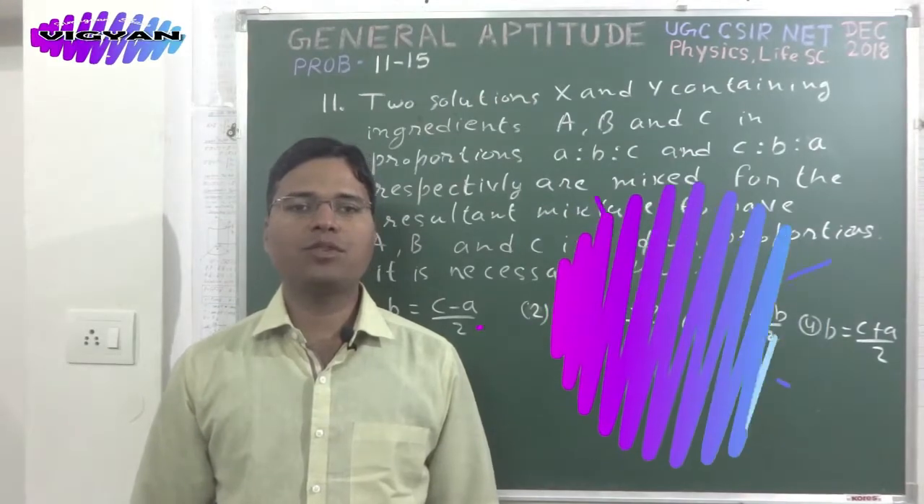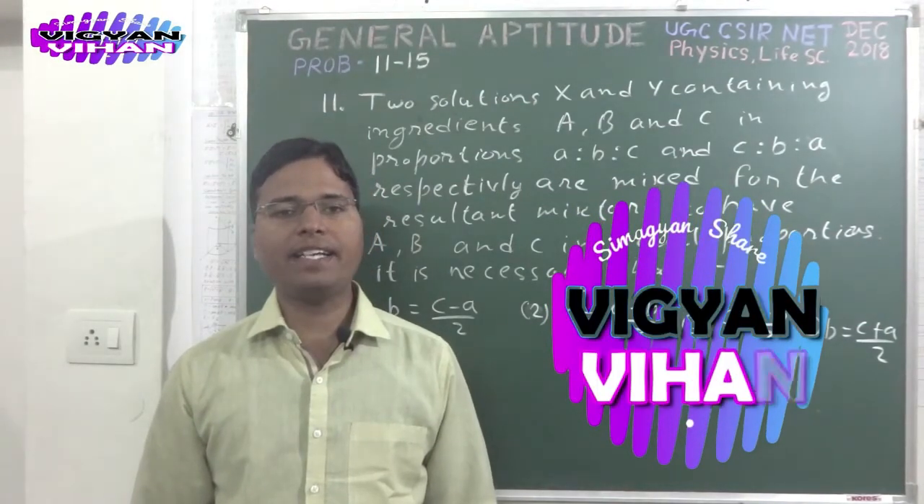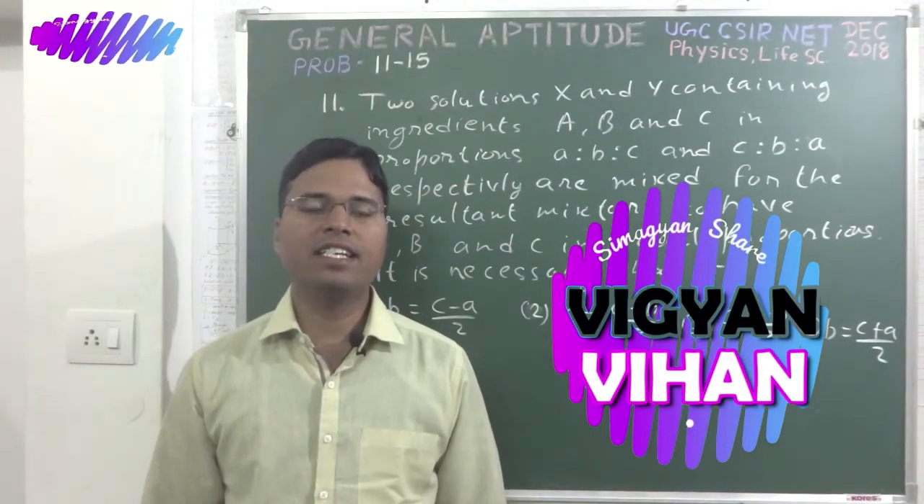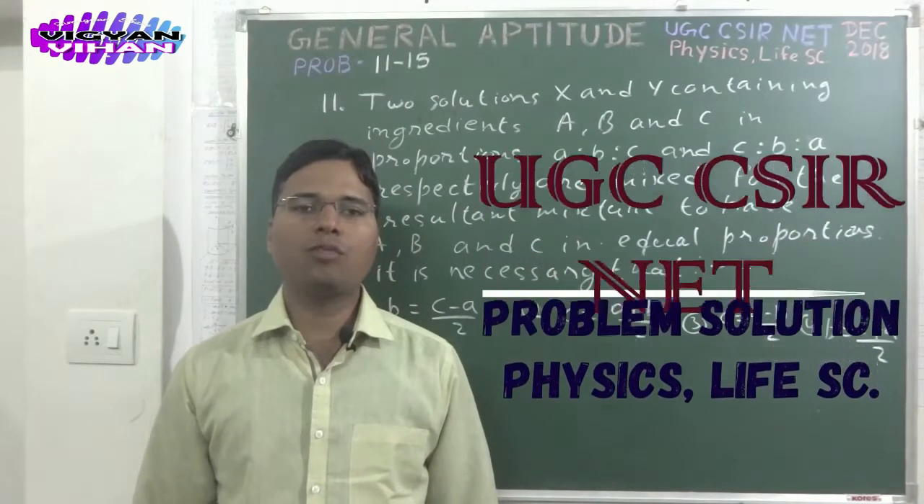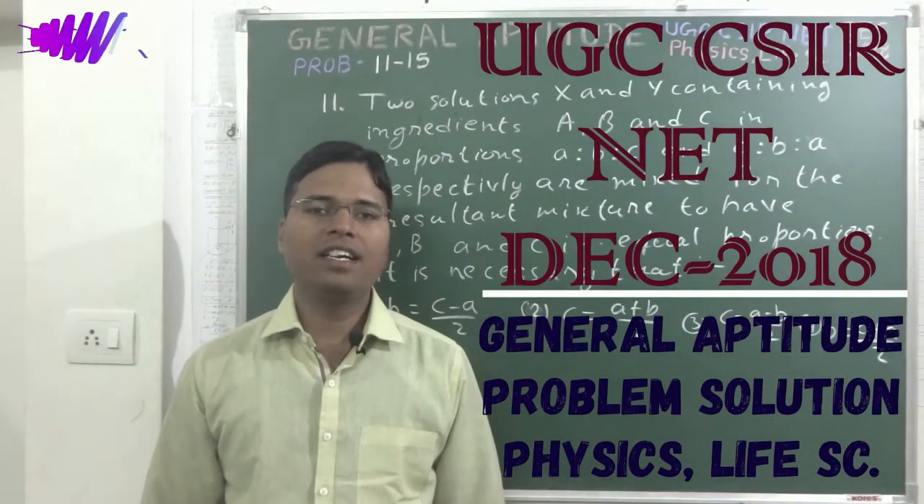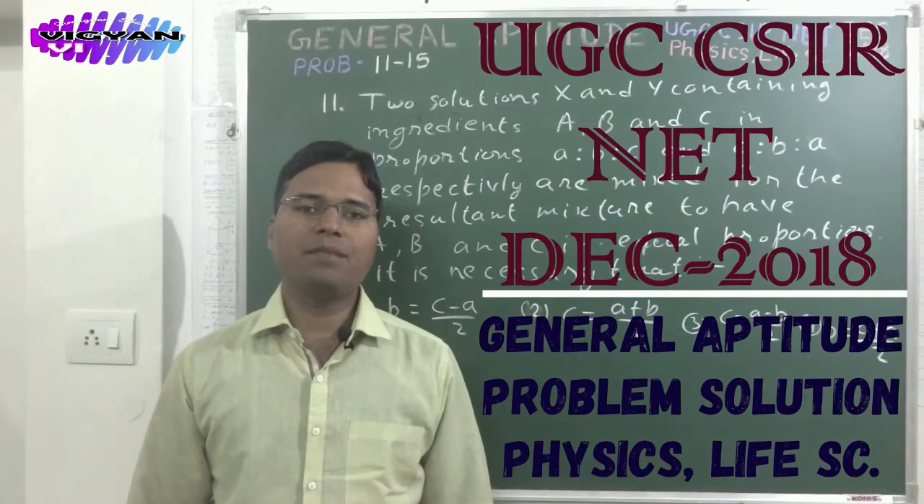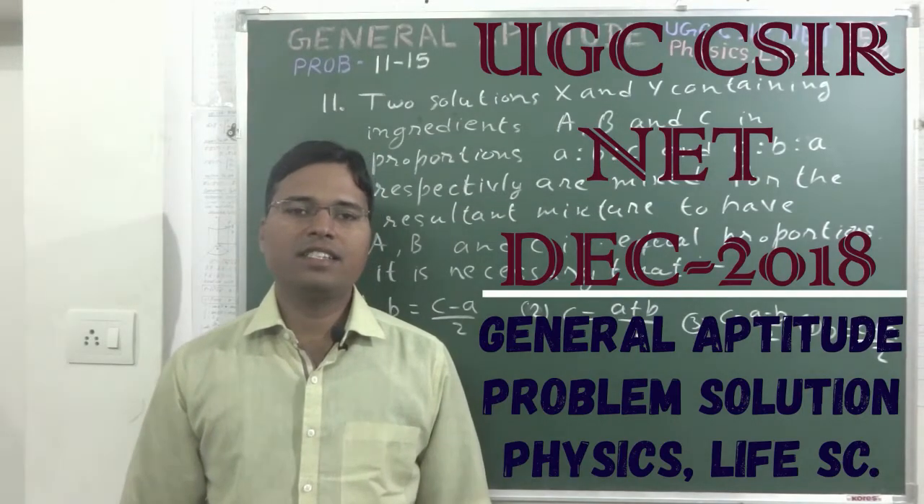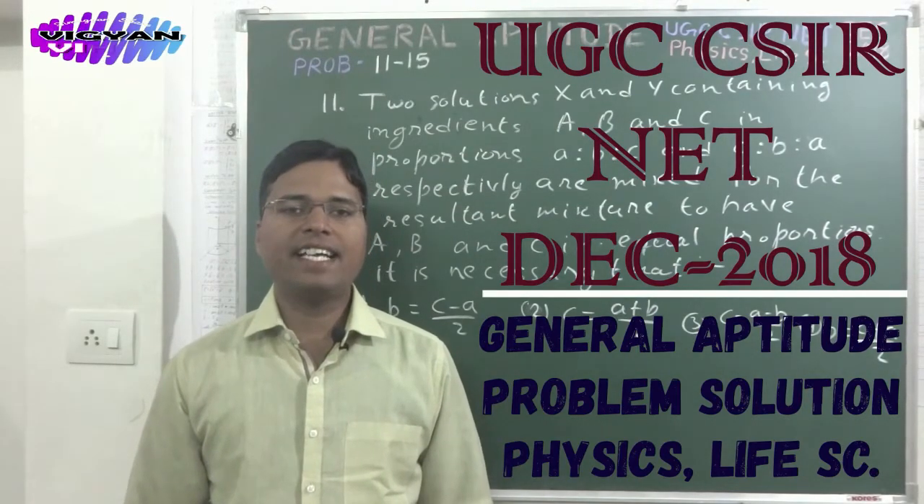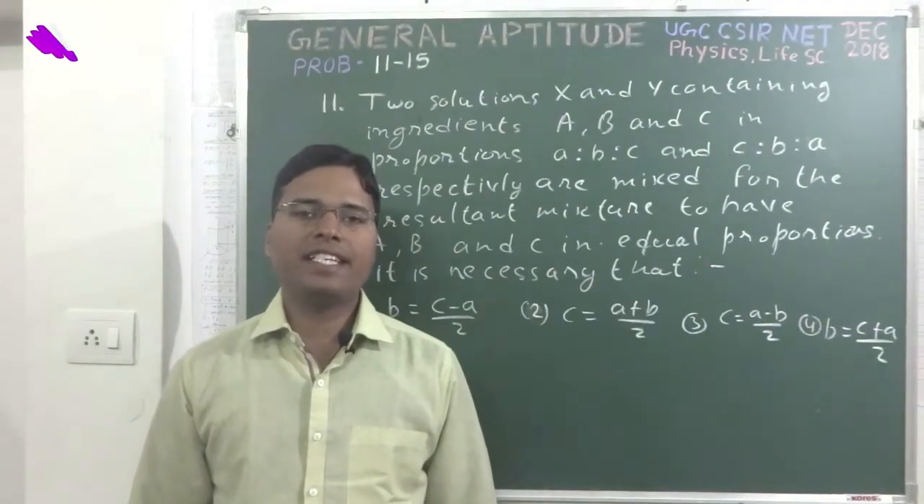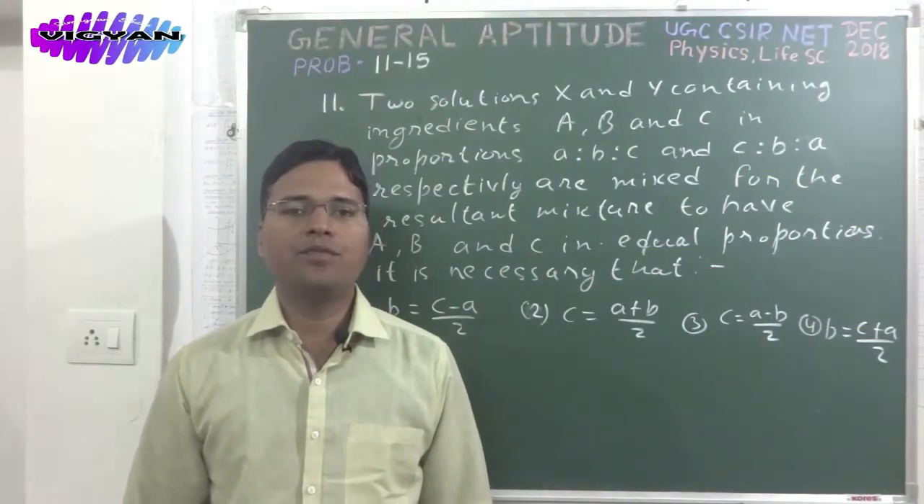This is our problem solution series for General Aptitude Part A of UGC-CSIR NET. In this video, we will solve problem number 11 to 15 of this year's December 2018 NET paper for Physical Sciences and Life Sciences.